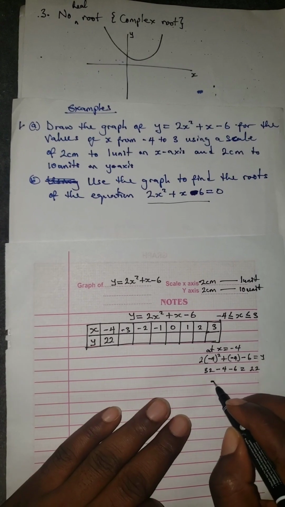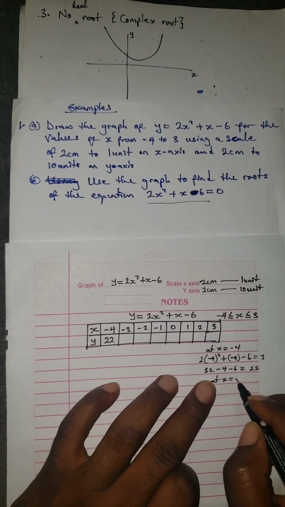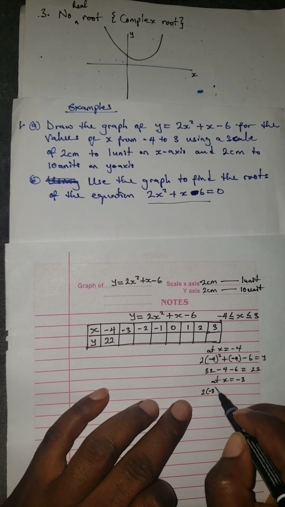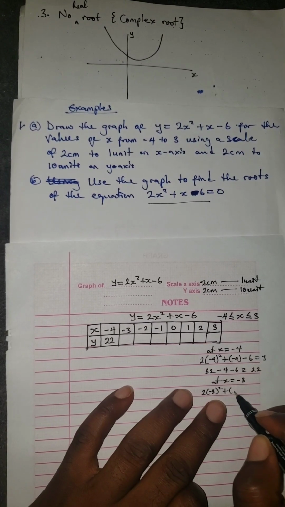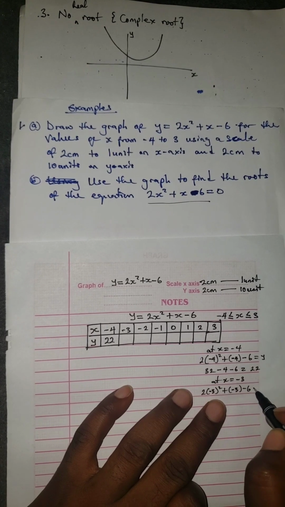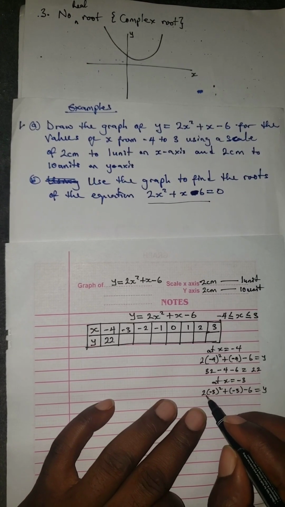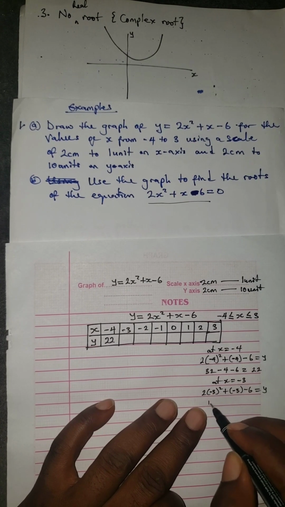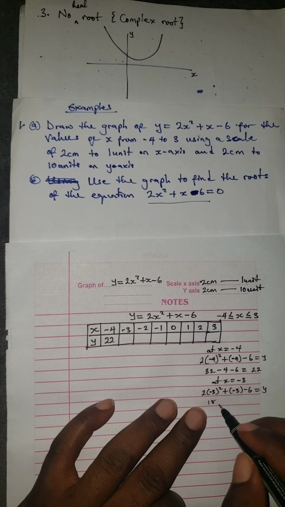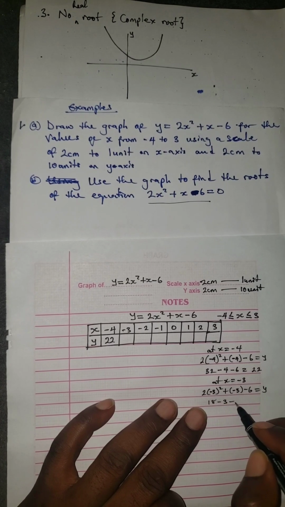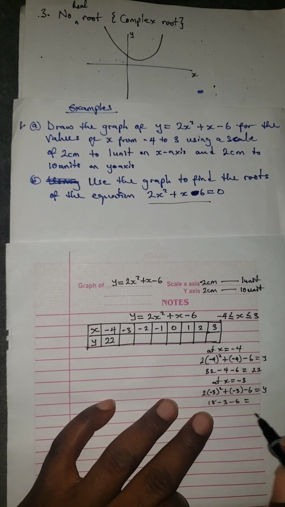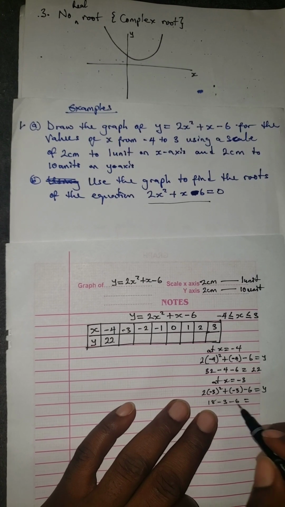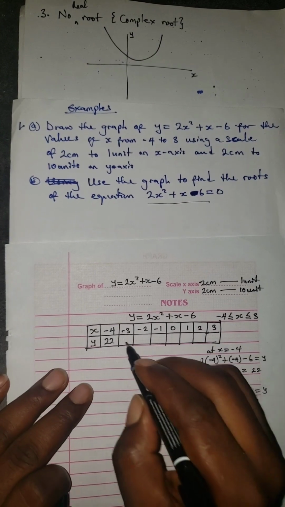So at s equal to -3, I'll do the same thing. 2 into -3 square plus -3 minus 6 will give you your y. Minus 3 square is 9, times 2 will give me 18, plus times minus will give me minus 3 minus 6. What do I have? 18 minus 3 will give me 15, 15 minus 6 will give me 9. So I will have 9 here.